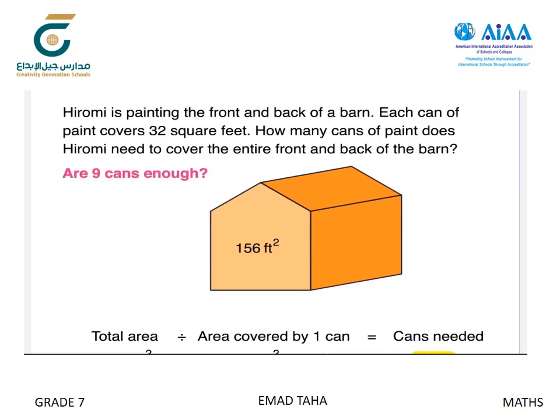Ask students if 9 cans of paint are enough to cover the front and back of the barn. Listen and look for students who state that 9 cans would not be enough to cover the two areas completely. A 10th can would need to be opened and partially used.